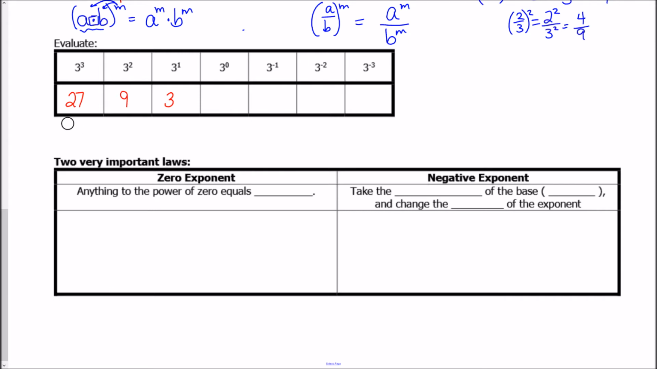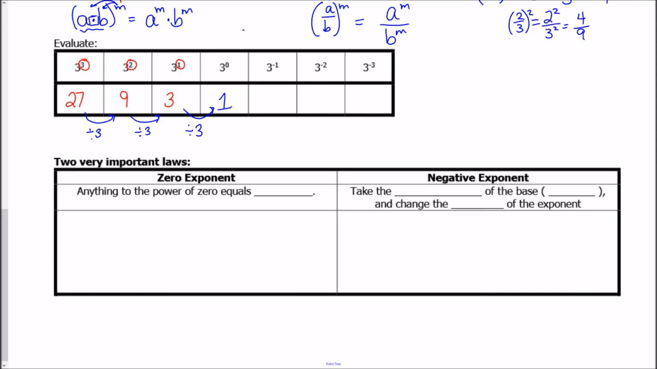Okay, now if you guys notice, the exponents are all decreasing by 1 right here. So what's happening right here? Well, every time I have 1 less 3, I'm essentially just dividing by 3 every single time. So right here, to go from 3 to the power of 1 to 3 to the power of 0, if I'm going to go down by 1 less 3, I have to divide out one of those 3's. And 3 divided by 3 is going to be 1.